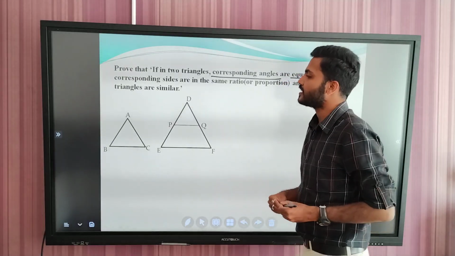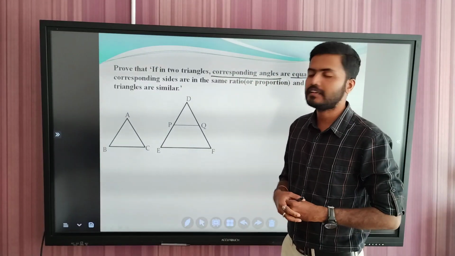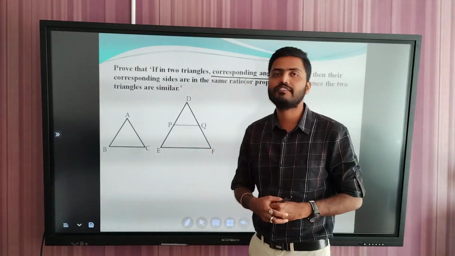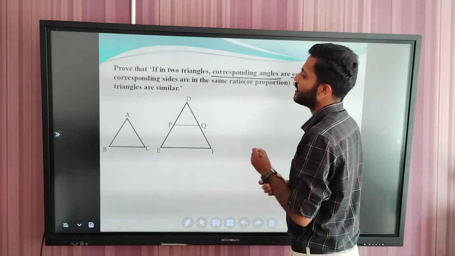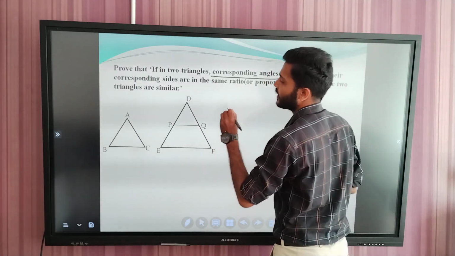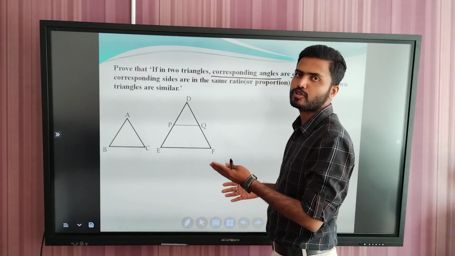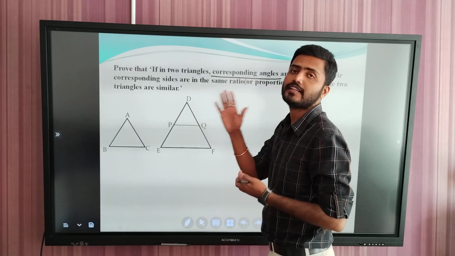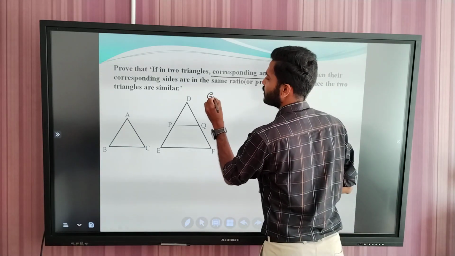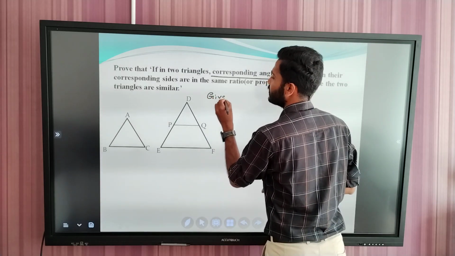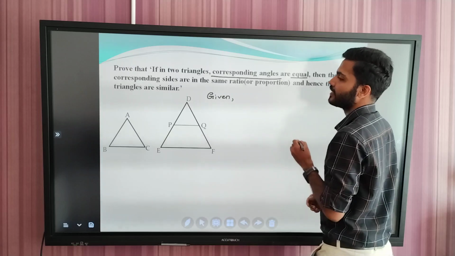So let us consider two triangles, my dear students, triangle ABC and triangle DEF. These are our two triangles that we have considered. Now what we need to prove is that triangle ABC and triangle DEF have corresponding sides proportionate to one another and hence they are going to be similar. Okay, so let us write down what all has been given to us. Given that the corresponding angles are equal.